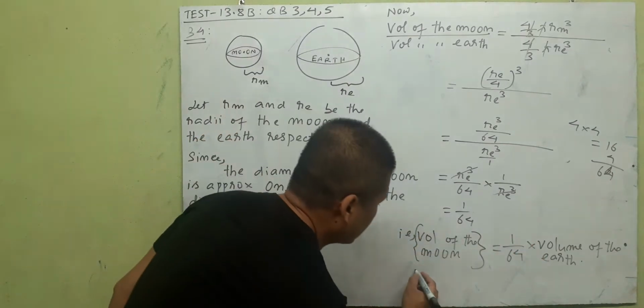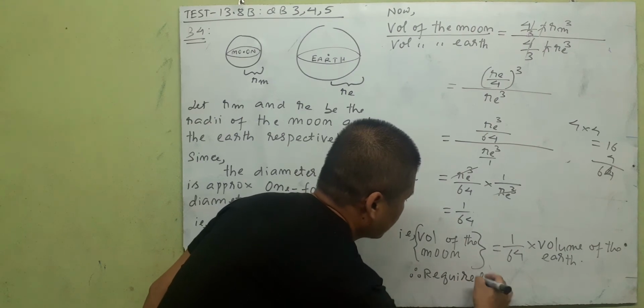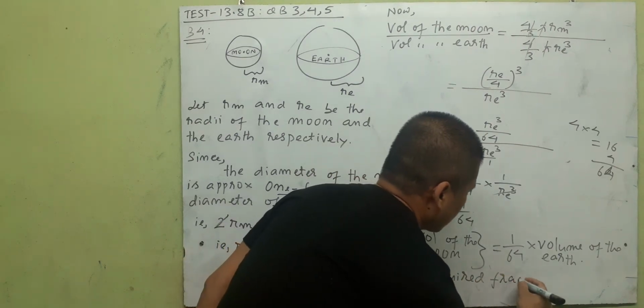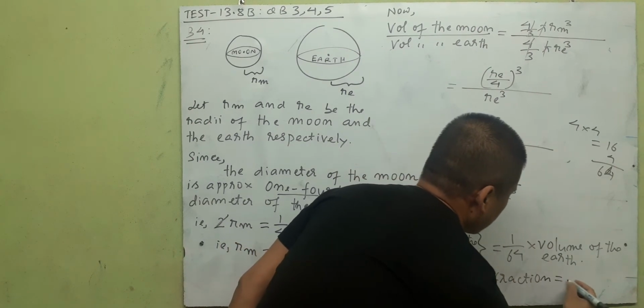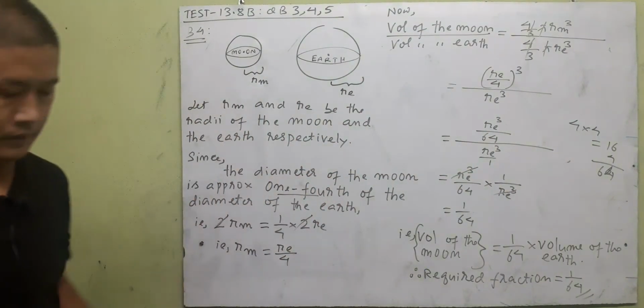So you can just write here, therefore the required fraction is 1 divided by 64. Okay, so that's our answer.